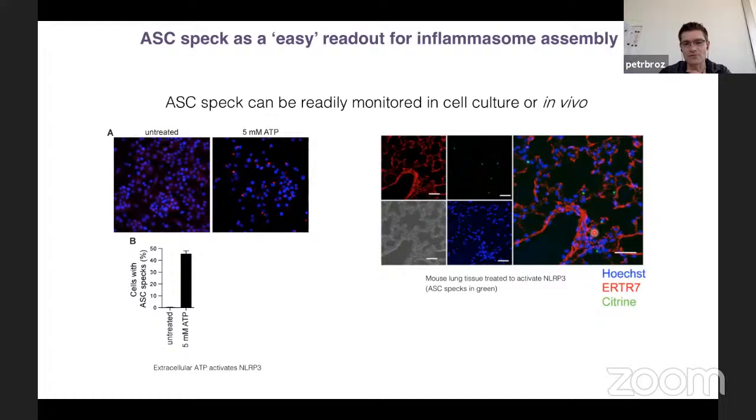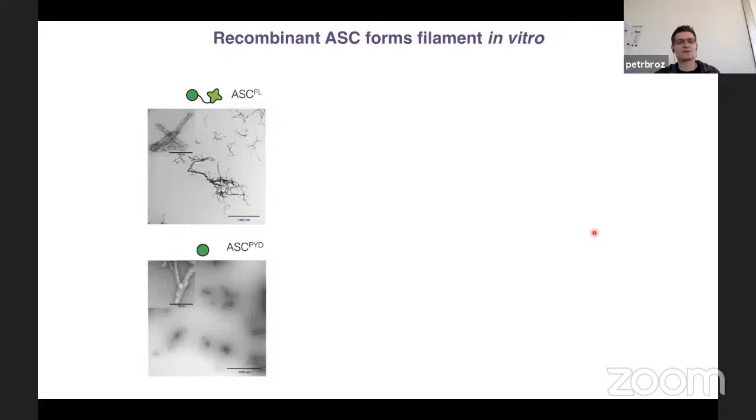So how are the specks formed? ASC consists of two domains shown here in green: the pyrin domain, the round symbol, and the CARD domain, the star-shaped symbol. Purified ASC is known to have the ability to polymerize, so it makes filaments. You can see these filaments by electron microscopy when you have purified ASC at high concentrations in vitro, or filaments formed by just the ASC pyrin domain.